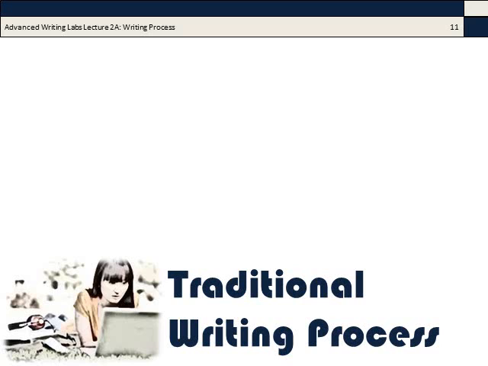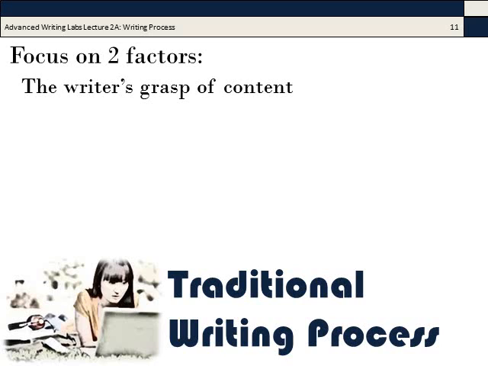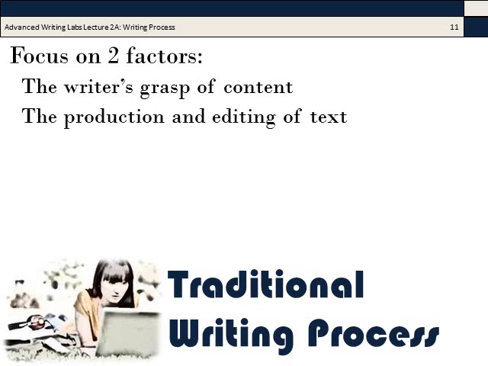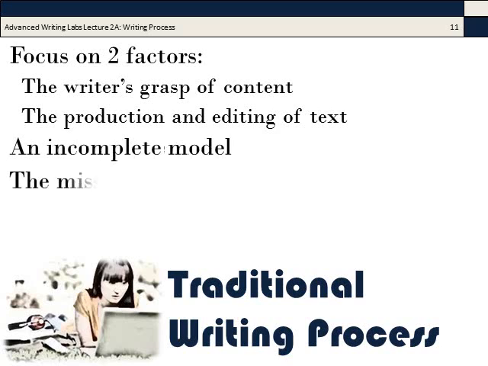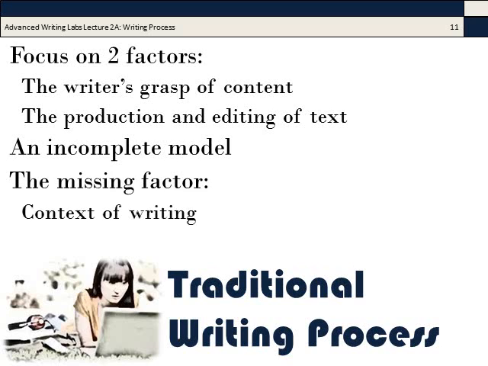But there's a bigger problem with the traditional way we talk about writing process in many writing courses. It focuses on two factors, on the writer's grasp of content and the way the writer thinks about it, and the production and editing of a text. But this is an incomplete model. It's missing something very important. It's missing a consideration of the context of writing.